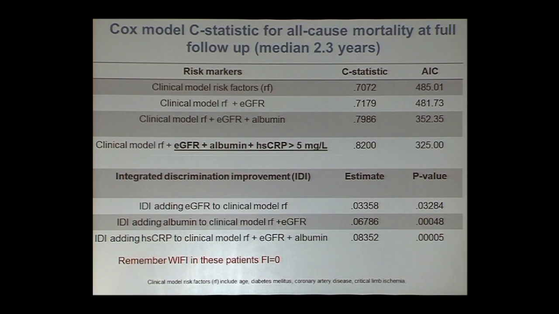If you want to look at prediction, there's the C-statistic. The C-statistic basically tells us if I have two patients, one with a disease, one without, how likely am I to know which one it is? The statistic here for the clinical model is 0.7072. Don't worry about this, we're not going to talk about it, but I have a 70% chance of differentiating whether dead or alive at 1 year if I just use a clinical risk factor model of age, diabetes, coronary disease, and whether they have critical limb ischemia or not. But if I start adding in glomerular filtration rate and albumin, I can get that up to 82%. We're not going to talk about IDI either.